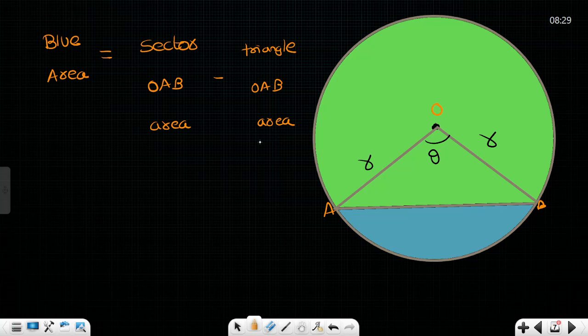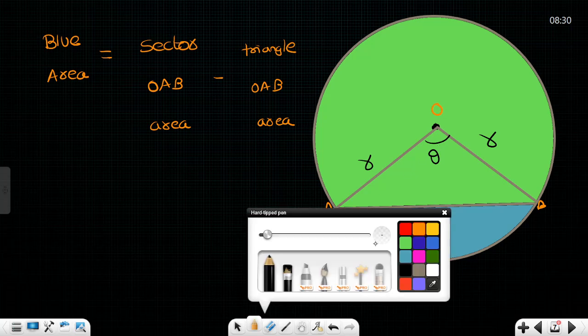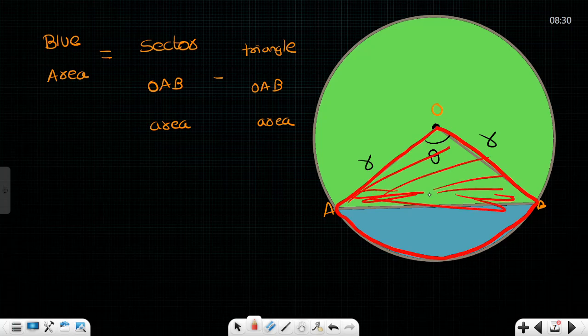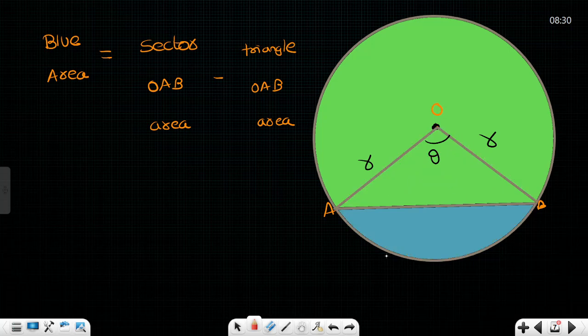Whether you're getting this or not, I'm not sure. Okay, let me show you with red coloring. If you want the total blue color area, this total area I am calling sector OAB area, minus I am removing this triangle area. If I remove that OAB triangle area, the down part I will be getting is that blue color area. That's what I have written there.